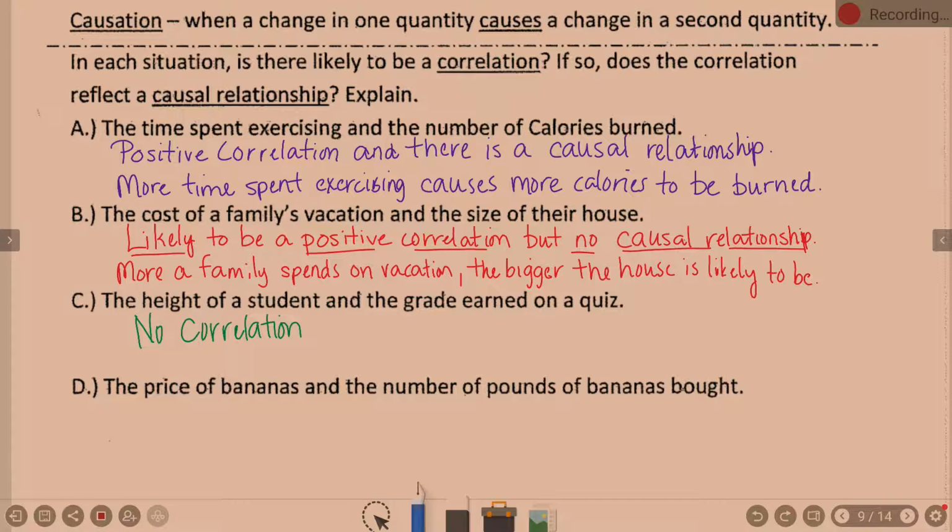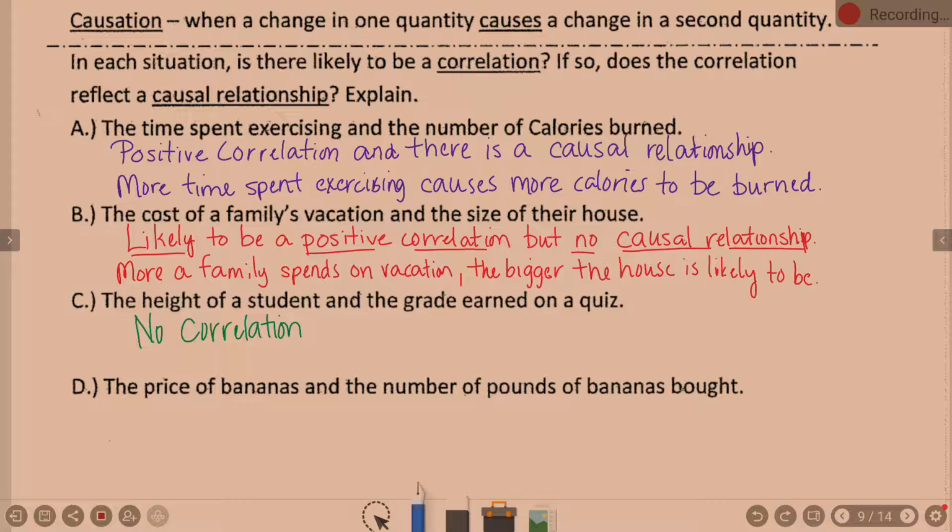And this could really, you can look at most anything. The price of something and the number of it bought. This one just happens to be bananas. It's the price of bananas and the number of pounds bought, not the cost of the pounds bought. So as the price of bananas increases, that's how I always start. As the first thing increases, price of bananas increases, what would you say about the number of pounds of bananas bought? Are people likely to buy more or likely to buy less?